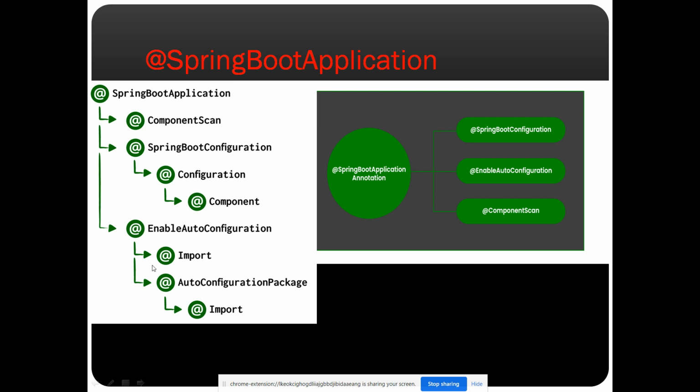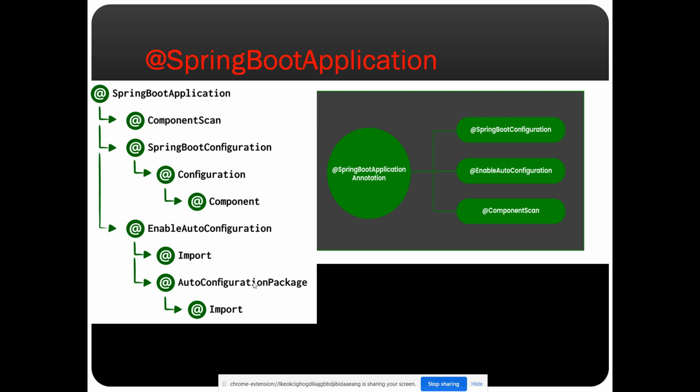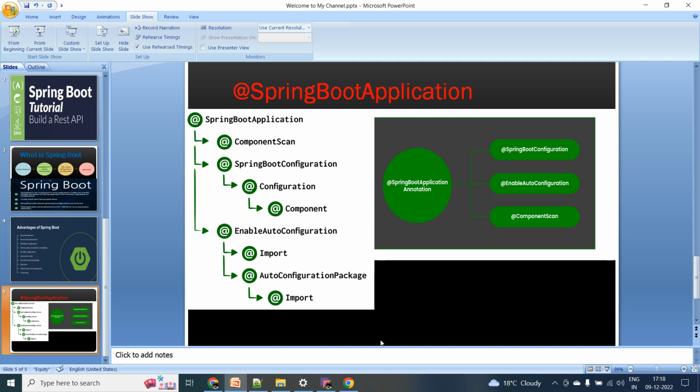And @EnableAutoConfiguration, which we already discussed, provides auto configuration. Based on the dependencies we configured within the POM file, it will auto configure all those beans while running the container. I will show that within our Spring application start, guys. So we'll move on to the actual Spring Boot implementation part.